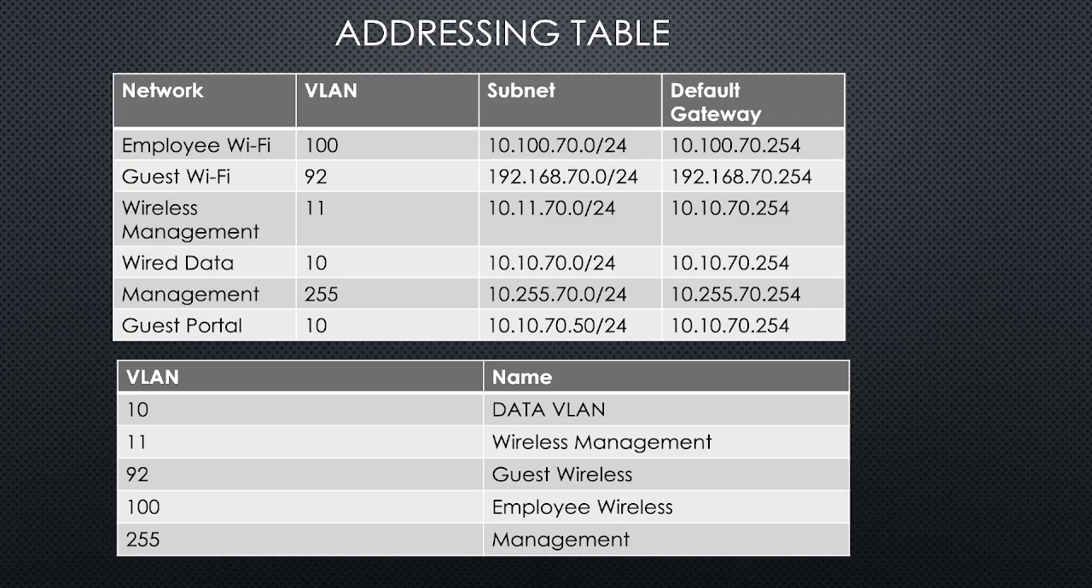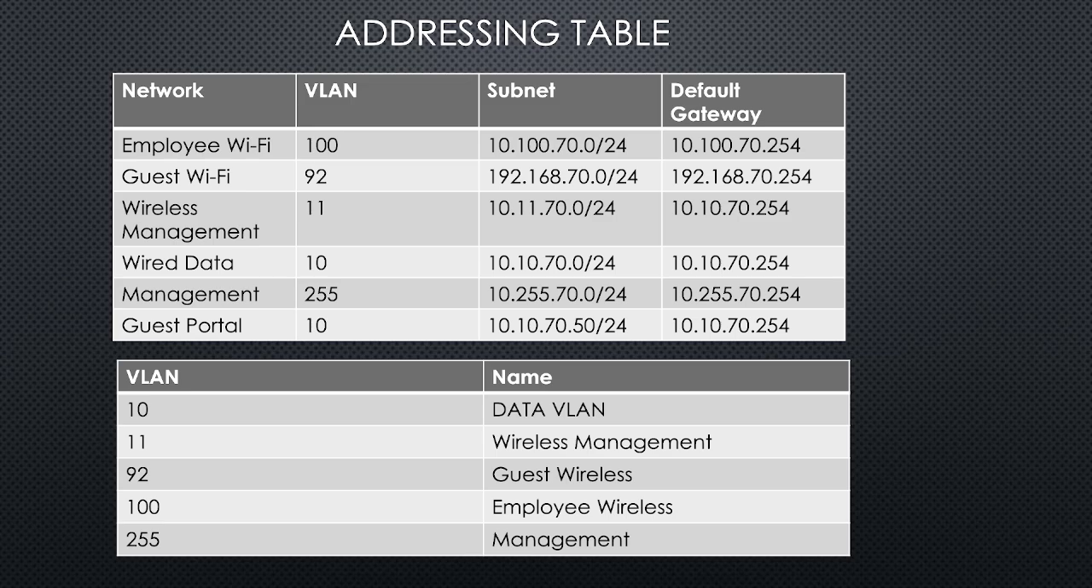So next is my addressing table here. As you can see, I also have my VLANs listed here. So we have VLAN 10, which is our data VLAN, VLAN 11, which is our wireless management, VLAN 92, which is our guest wireless, VLAN 100, which is our employee wireless, and finally VLAN 255, which is our management VLAN.